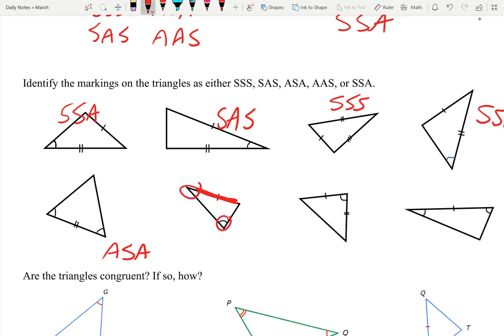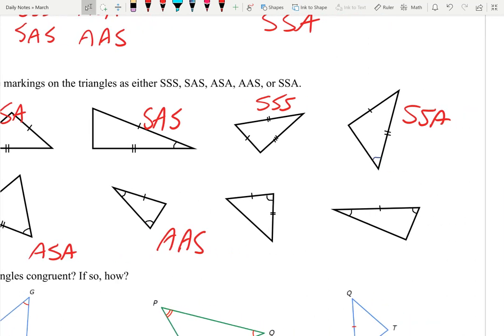This side is not the one that's between the angles, because the side between the angles would be the one that connects the two angles together. But you can see the side that connects the two angles is this one. Here, I'll highlight it in blue. This side is the side that connects the two angles together, and that's not the side that's marked. The side that's marked is over here. So this side is not between the angles, it's off of them or away from them. So this must be an angle angle side.